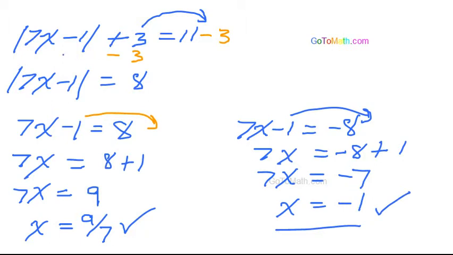And we can always check that by plugging that in up here. 7 times -1 is -7. -7 minus 1 is -8. And the absolute value of -8 is +8. And then 8 plus 3 is 11, right? And then of course you can do the same thing with the 9/7. 9 over 7, 7's cancel out. You have 9 minus 1, which is 8. And 8 plus 3 is 11 also. So these are our two solutions, -1 and 9/7.